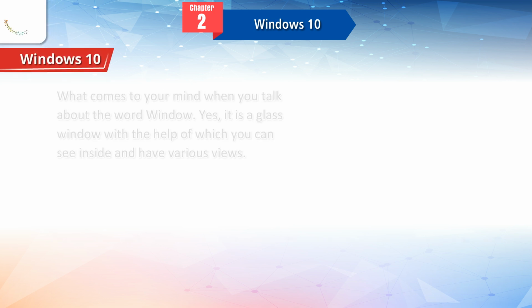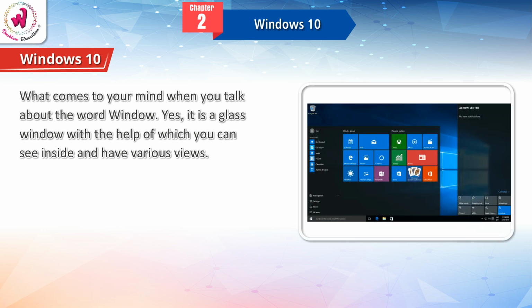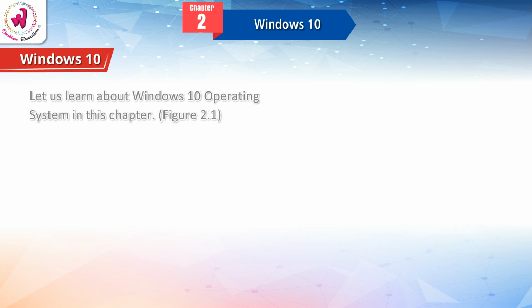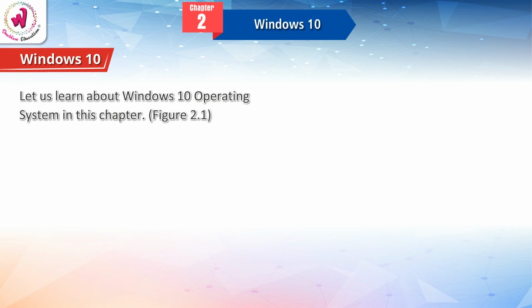Windows 10. What comes to your mind when you talk about the word window? Yes, it is a glass window with the help of which you can see inside and have various views. In a GUI-based operating system, everything is shown as a part of a rectangular area called a window. Let us learn about Windows 10 operating system in this chapter.